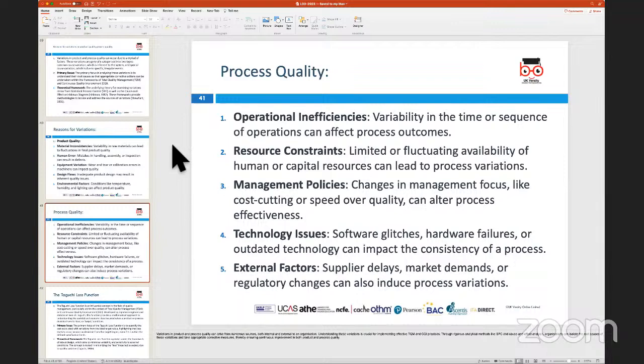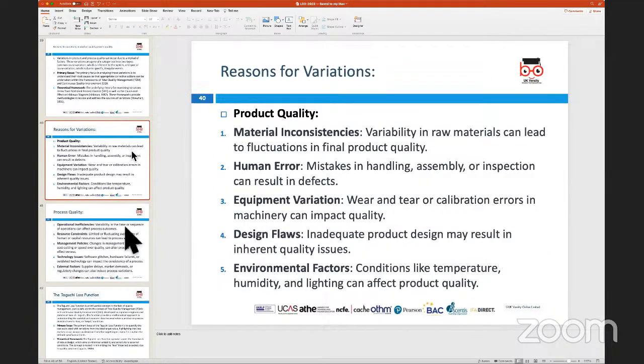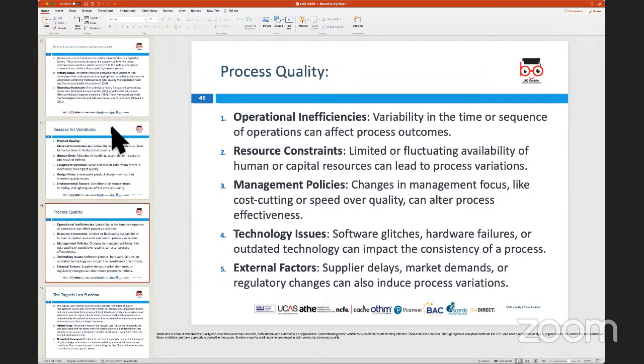Then you look at resource constraints, you look at management policies, you look at sometimes technology issues and external factors. These could all affect process quality. These factors are different from factors that affect product quality. So in some cases, for example, if Marks and Spencer, how do I give an example of difference in process quality versus product quality?